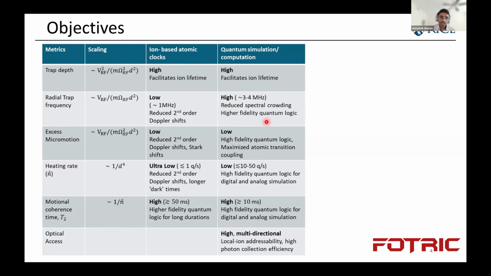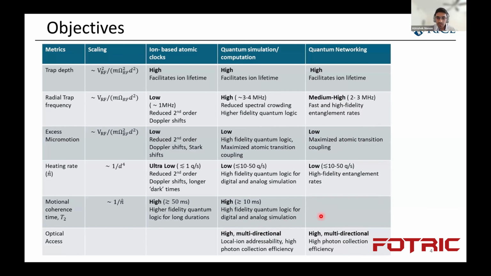And then you also want less micromotion, a low heating rate, and a long motional coherence time, especially when you want to do spin-boson type simulation, so that you can preserve the quantum information in the harmonic oscillator for longer and be able to probe it for longer as well. And high, multi-directional optical access really enables individual addressing and high photon collection efficiency.